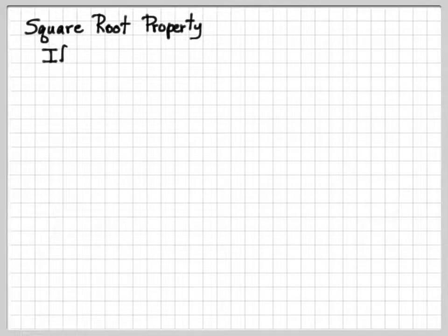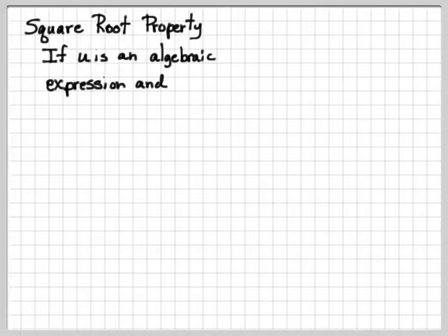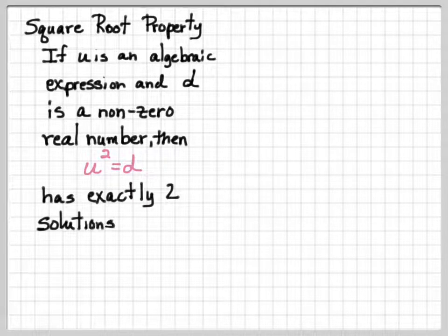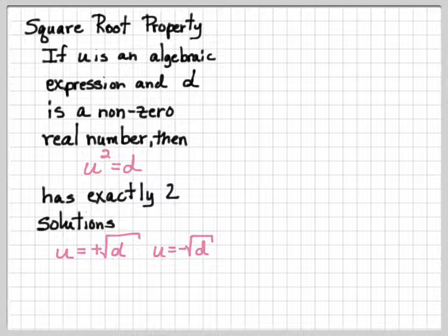Okay, the square root property is if some expression u is an algebraic expression and the value d is a non-zero real number, then u squared equals d, or whatever the expression is, squared equals d, has exactly two solutions. All right, that's very confusing, but if we get some examples, we'll be able to understand it. This means that if u squared equals d, then u equals plus or minus the square root of d, which would be u equals the positive square root of d or the negative square root of d.